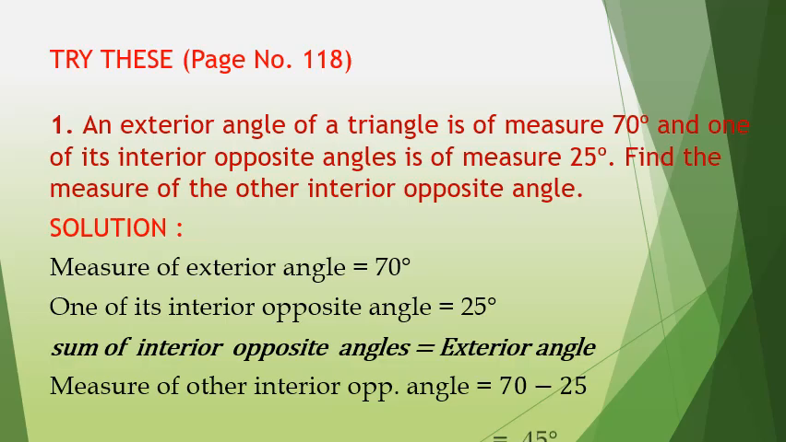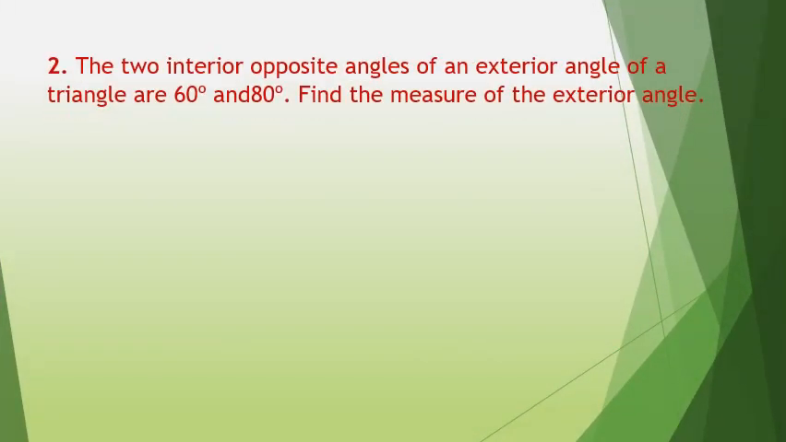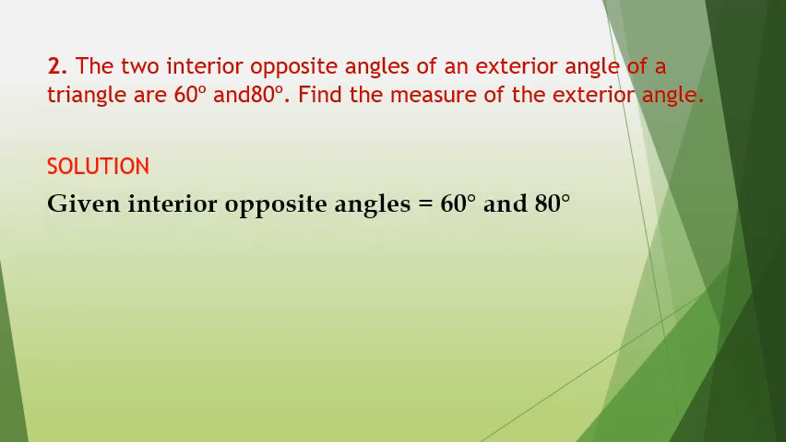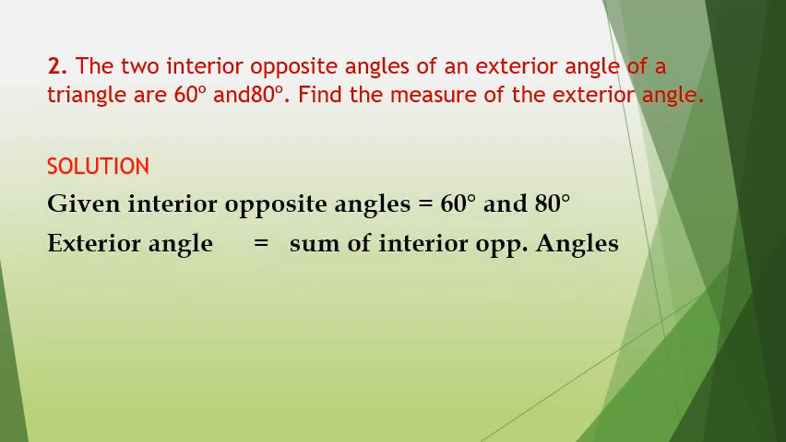Question number 2. The two interior opposite angles of an exterior angle of a triangle are 60 degree and 80 degree. Find the measure of the exterior angle. Here two interior opposite angles are given. What is the measure of exterior angle? By using the property, exterior angle equal to sum of opposite interior angles. So, exterior angle equal to 60 plus 80, we will get 140 degrees the exterior angle.